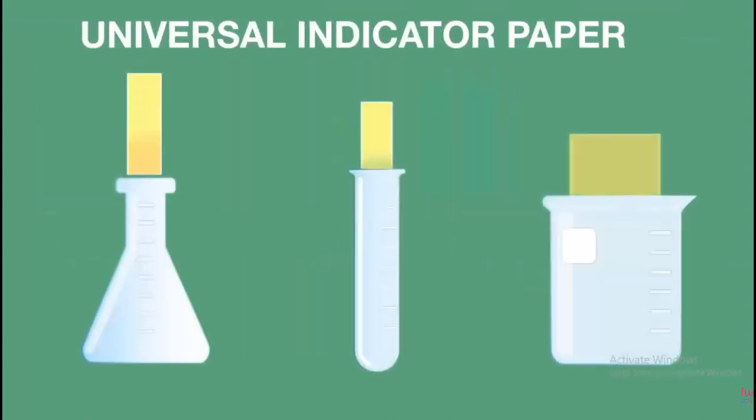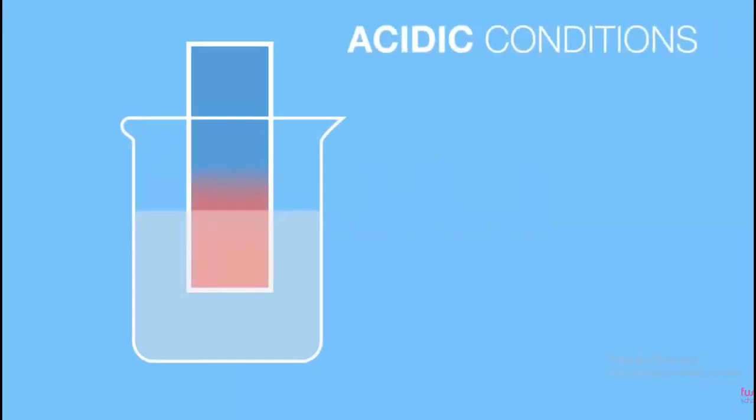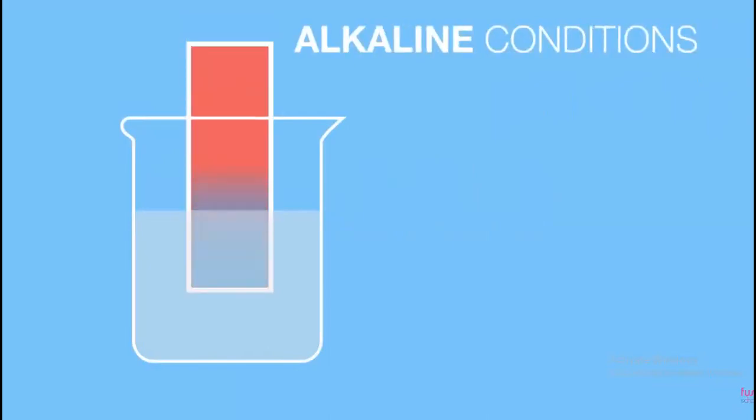Universal indicator paper works in exactly the same manner. pH papers. Litmus is another indicator commonly found absorbed onto paper as litmus paper. Blue litmus paper turns red under acidic conditions, pH less than 7. Red litmus paper turns blue under alkaline conditions, pH greater than 7.